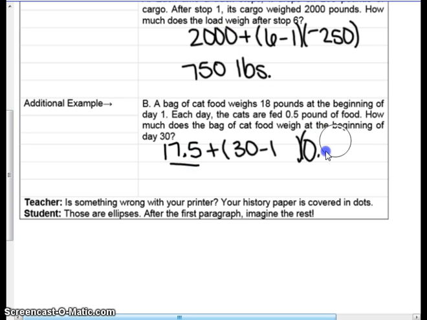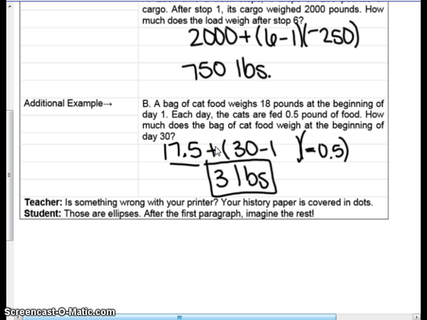That makes more sense. Okay, and then actually, they're feeding the cat, so it's disappearing at a rate of half of a pound a day. So make sure you get that negative sign in there. Alright, let's go ahead and calculate that. Minus 1, negative 0.5. I'm getting 3 pounds. So after 30 days, they have 3 pounds left.